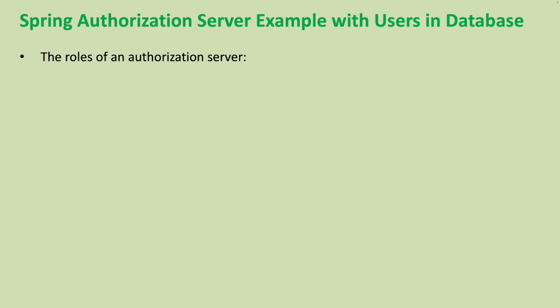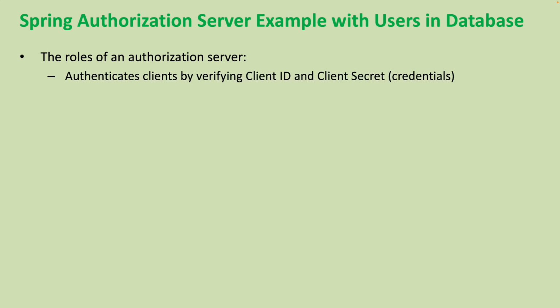And before writing the actual code, let's understand some basics about Authorization Server and OAuth 2 client credentials grant type. You know the roles of an Authorization Server. It authenticates clients by verifying the client ID and client secret, or client credentials, and issues a new access token if the credentials are valid.